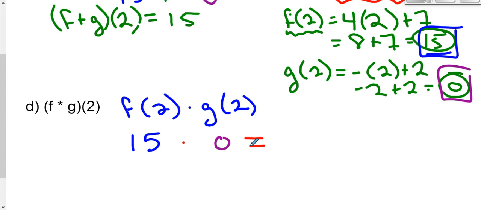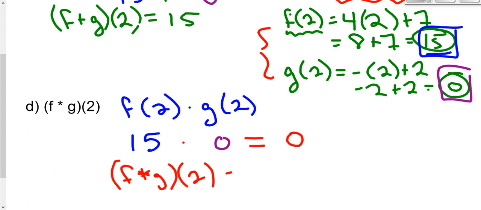F of 2 is 15, g of 2 is 0, f of 2 times g of 2 is 0. Anything times 0 is 0. We just found our answer much, much faster because we had done the work of plugging it in first. So f times g of 2 is 0. So when you do operations with functions, you just do whatever the operation is with each individual function. If you have values, make sure you plug them in first.